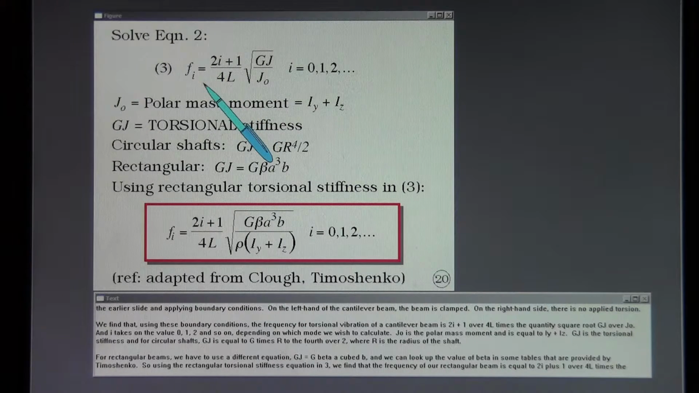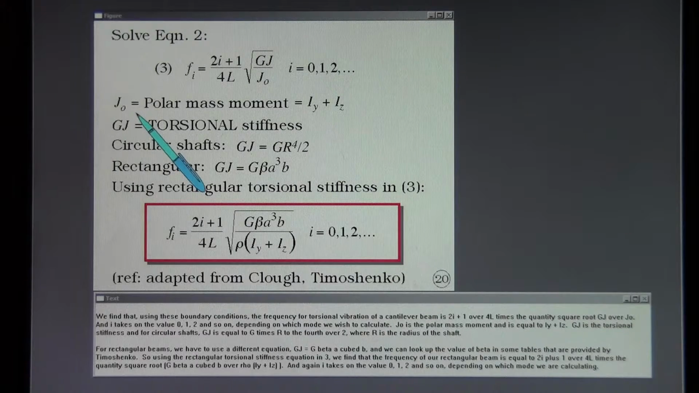J naught is the polar mass moment and is equal to I sub y plus I sub z. GJ is the torsional stiffness, and for circular shafts, GJ is equal to G times pi r to the fourth over 2, where r is the radius of the shaft. For rectangular shafts, or beams, we have to use a different equation. GJ is equal to G times beta a cubed b. And we can look up the value of beta in some tables that are provided by Timoshenko.